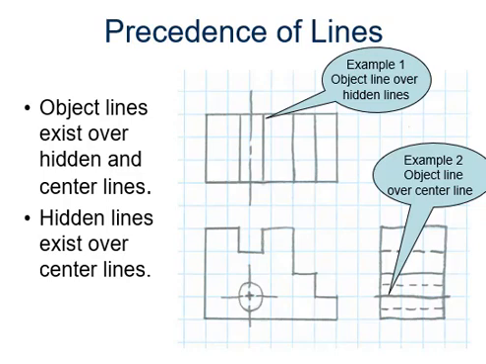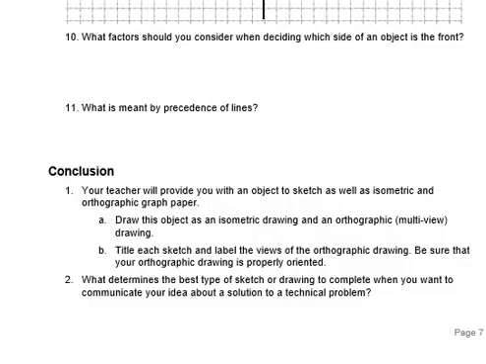You should now have all the information you need to have completed your packet, except for the final concluding activity, where it says your teacher will provide you with an object to sketch as well as isometric and orthographic graph paper. I will let you know in class, depending on your class, what that object will be.